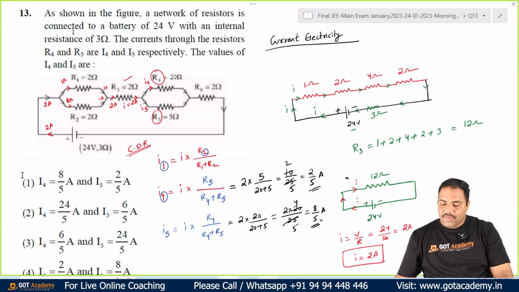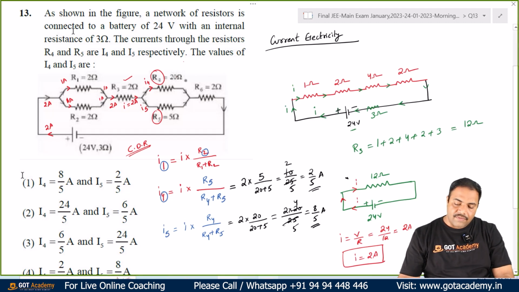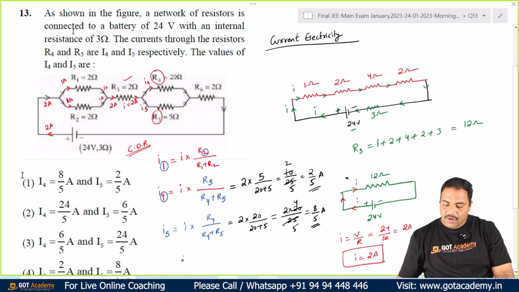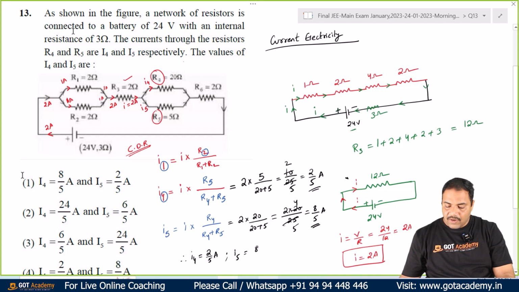So finally what we could say is that the current flowing through this R4, that is I4, okay, I4 is equal to 2 by 5 amperes and I5 is equal to 8 by 5 amperes. So this is the answer.